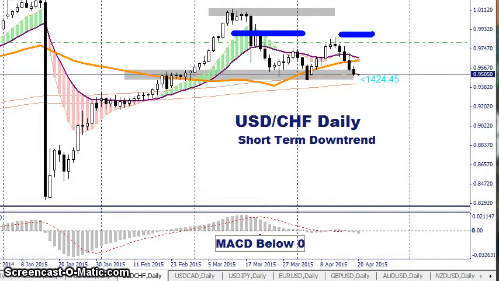Okay, let's take a look at the U.S. Swiss franc daily. Again, we were in a major uptrend. We reached a high here at the beginning of March. Prices come all the way back down to almost, well, actually, it has tested the 50 SMA, and as you know, the 50 SMA can act like a line in the sand. So in this case, sellers have taken price right back down.